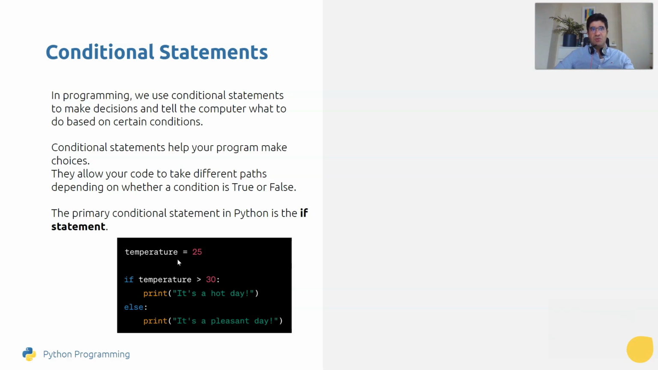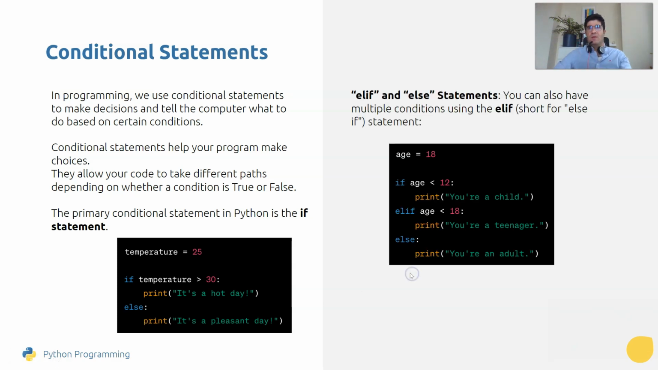So is the temperature greater than 30? In this case, no, 25 is not greater than 30. So definitely the second part, which is the else part of the statement, will be run. And as an output, we will only see it's a pleasant day. So just the second print will be run by the interpreter.